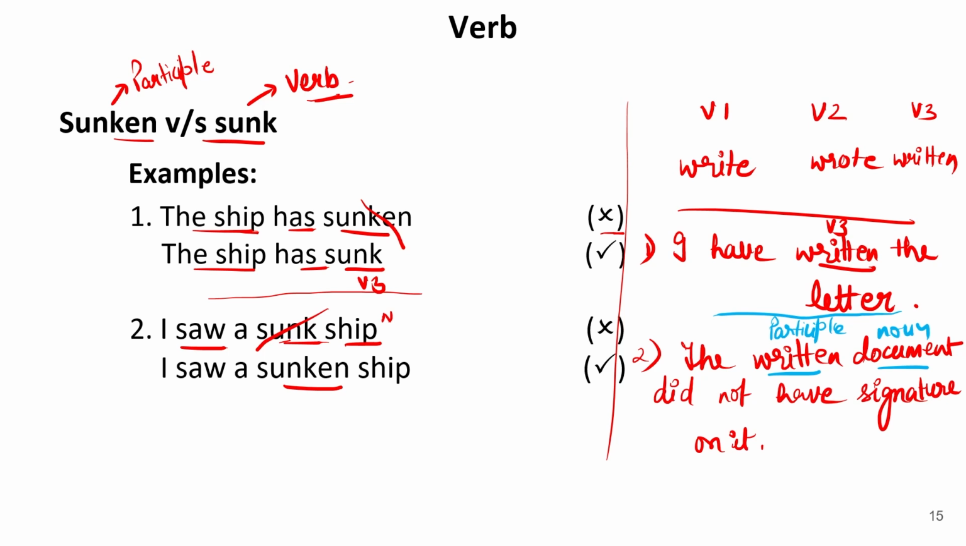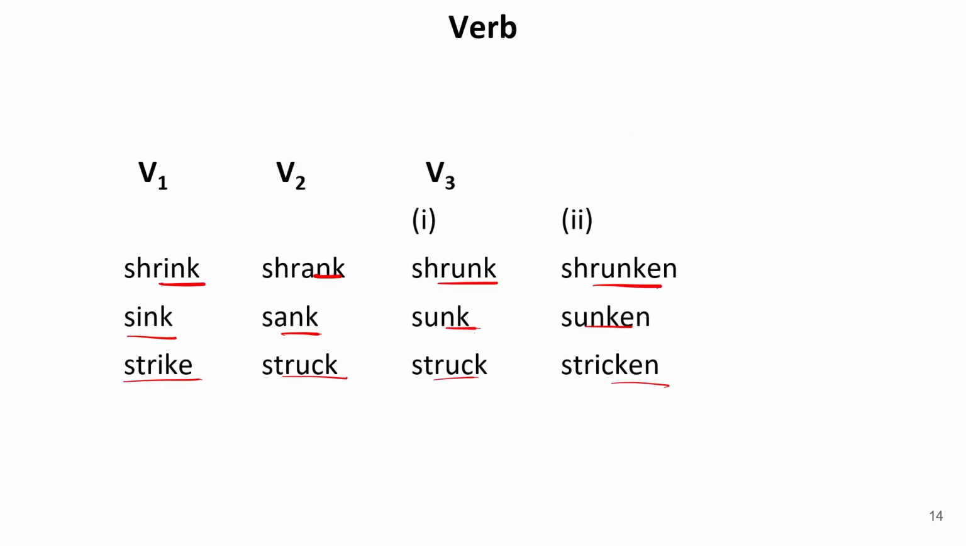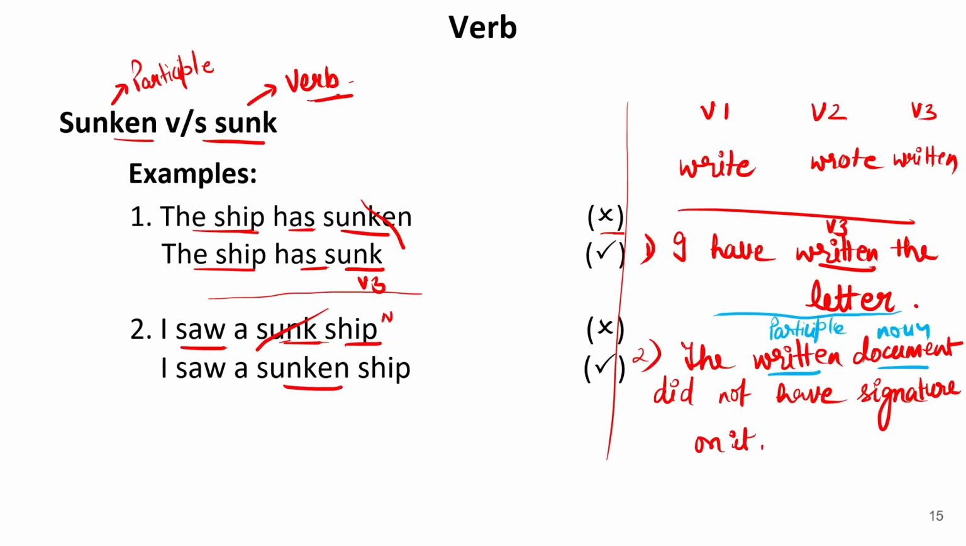It does not differ. Whereas some verbs are there in which the third form of the main verb and the form of participle differ, here the spelling changes. So these are the examples of such verbs in which the participle is different from the exact third form of the main verb. Though that is also the main verb's third form, the participle is different.